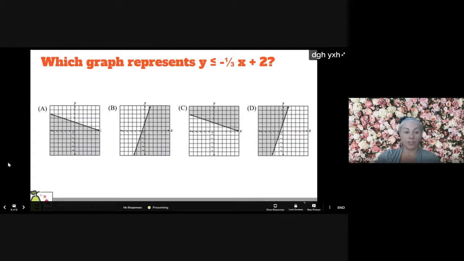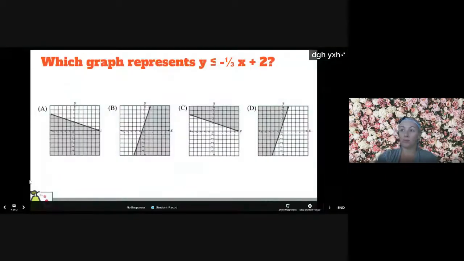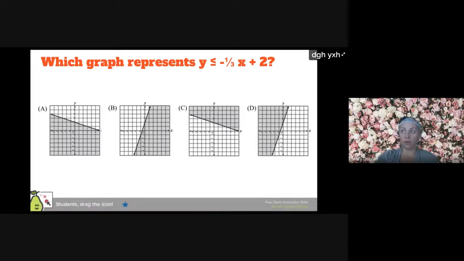All right, so here's your first interactive slide, and I'm going to give you 2 minutes to do this one. I want you to have student pace mode on so you can go back and look at those rules and see if you can figure out which of these four graphs you think shows that inequality. Y is less than or equal to -1/3 x plus 2. Think about what that line would look like if it was just an equation, and then also think about what I just showed you on those previous slides, and you can go to them and try it. I'm going to give you 2 minutes to do that.